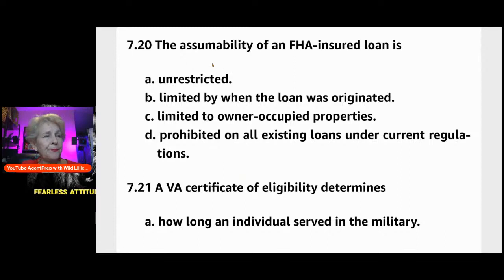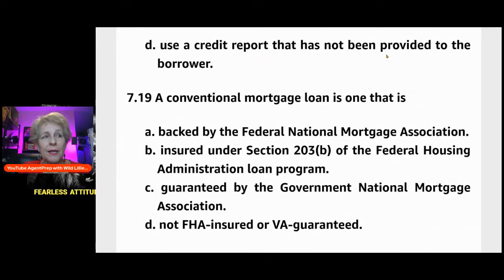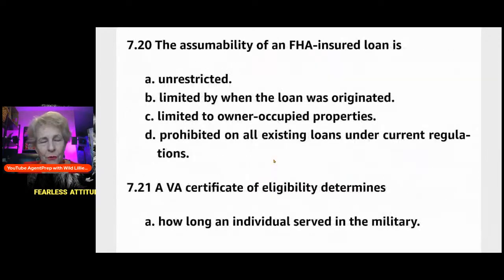All right, number 20. The assumability. What is assumability? What is it to assume an FHA loan? Okay, so FHA is the acronym for Federal Housing Administration. Know that. So assumability of an FHA insured loan is A, unrestricted, B, limited by when the loan was originated, C, limited to owner-occupied properties, or D, prohibited on all existing loans under current regulations.